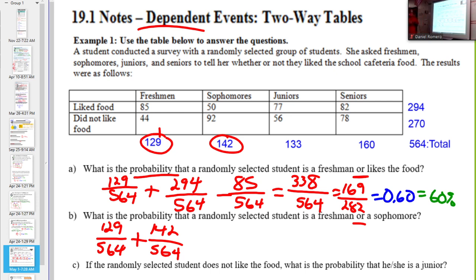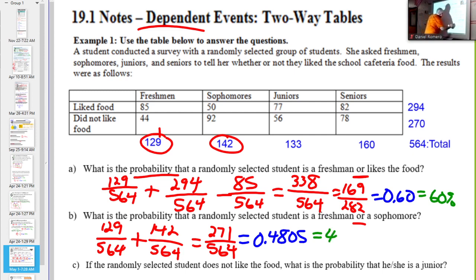129 plus 142. So 271 over 564. So we'll just divide it. And then I told you we'll start going up to 4 decimals. So I'm getting 0.4805. But as a percent, that'll be 48.05.